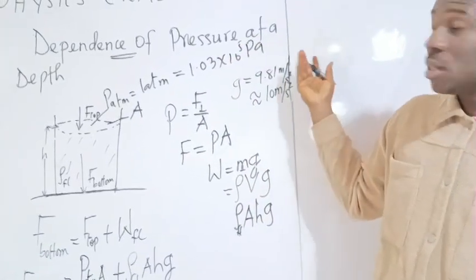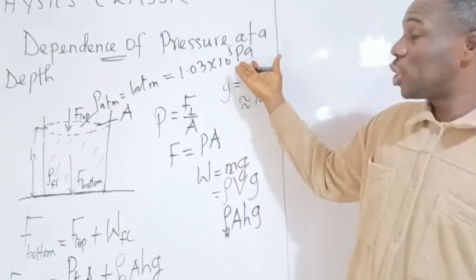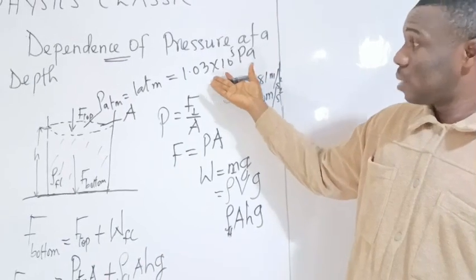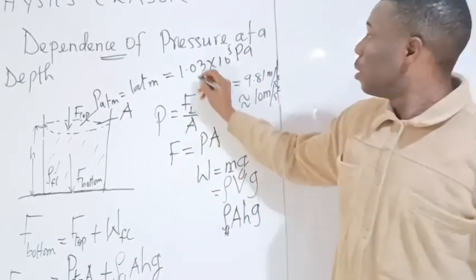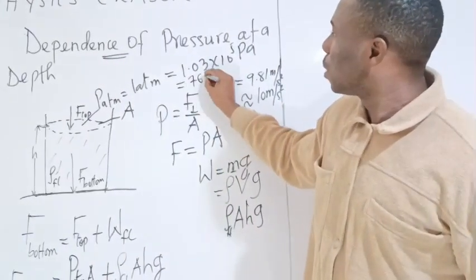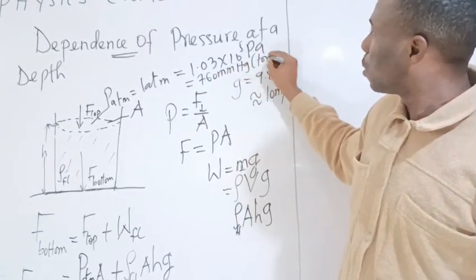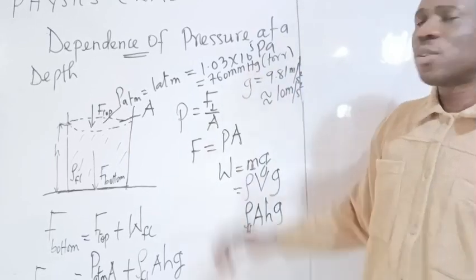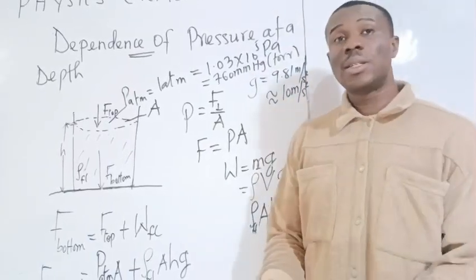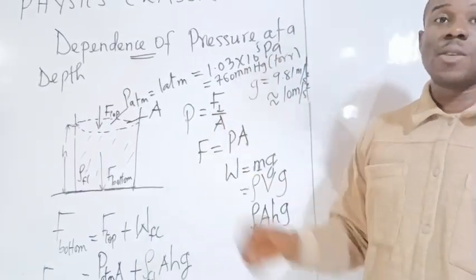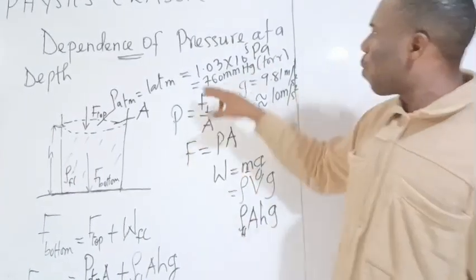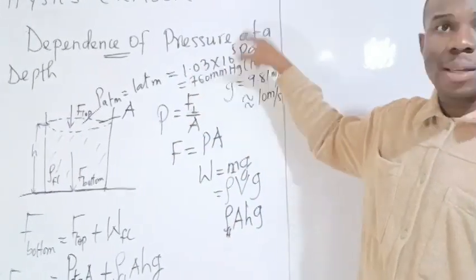And of course, there are other units. This could also be in Torricelli. So its equivalent is 760 millimeters of mercury, or in Torricelli. And of course, if you use English units, this is exactly 14.7 pounds per square inch. But I'll work with the SI units, that's in Pascal.